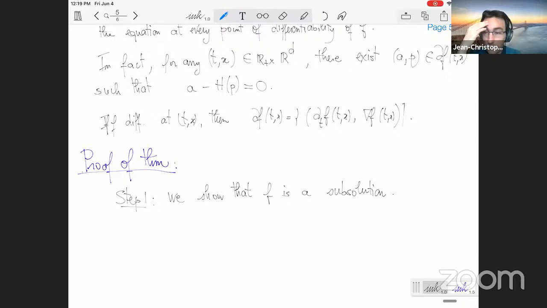So to show that something is a subsolution, we need to touch from above. And as we have already seen, touching from above when the function is convex is extremely convenient for us. So this will be the easy part of the proof. But next, we have to argue that the function is a supersolution. And this is the difficult part of the proof.